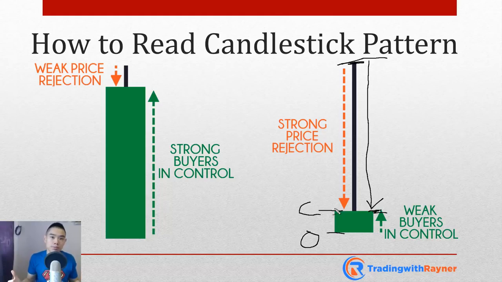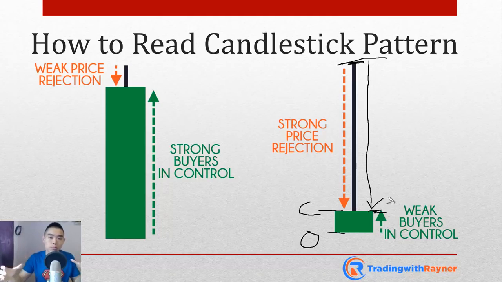So what does this tell you? It tells you that yes, the buyers did push the price up slightly higher for the session. But there was an immense amount of selling pressure, a strong price rejection, that actually pushed the price lower during the session. So you can see that over here, this isn't a very bullish pattern. In fact, it's quite bearish, as it shows you the immense selling pressure by the sellers.